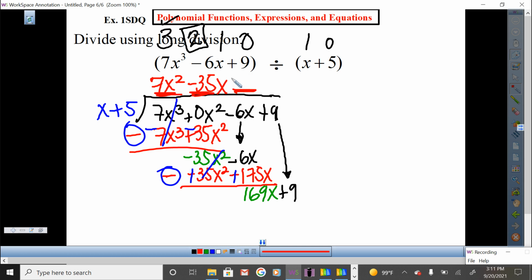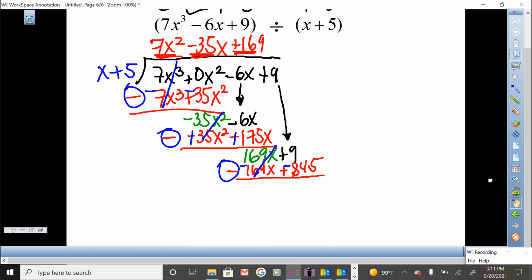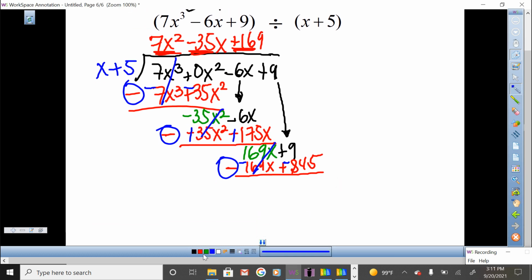Yes? Vincent, what goes here? 169, thank you. So 169 times x, that's 169x. 169 times 5, that's positive 845. And we're going to subtract. What does that mean? We distribute that here and here. So that means this cancels. And we're left with negative 845 plus 9, that's negative 836.